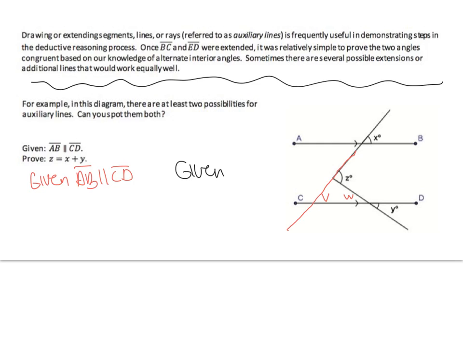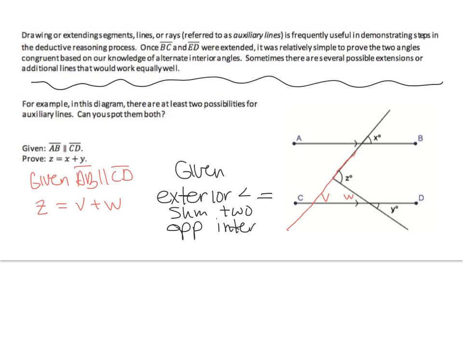What else do we know? Doesn't matter what order. I'm going to go ahead and say this one first. Angle Z is equal to V plus W, and my reason is, exterior angles are equal to the sum of the two opposite interior angles. So we have that.